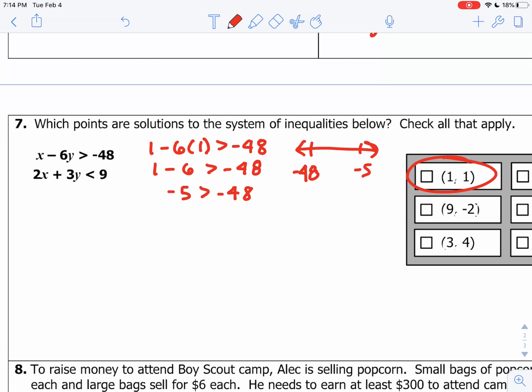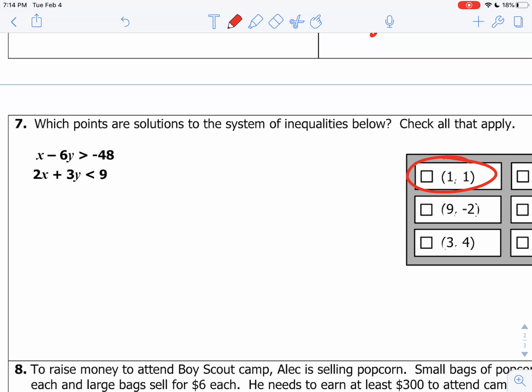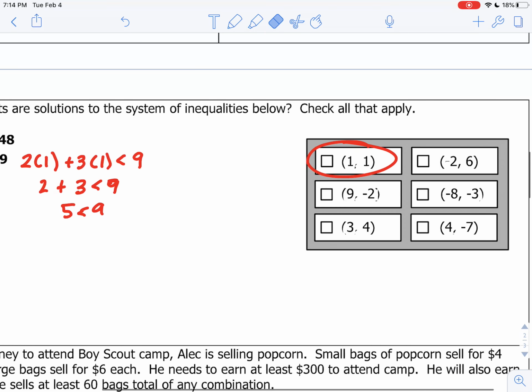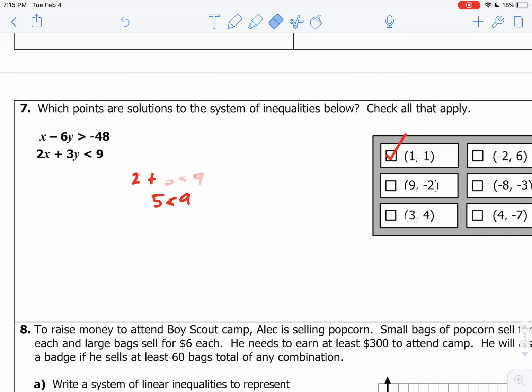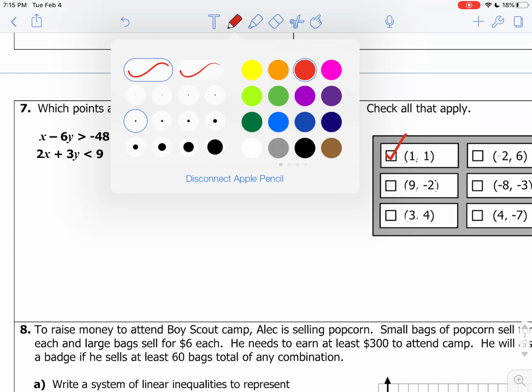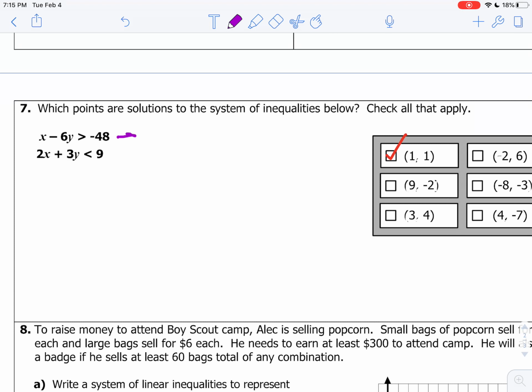So that's a true statement, but we also need to see if it's true for the bottom one. So we're going to say 2 times 1 plus 3 times 1 is less than 9. So 2 plus 3 is 5, less than 9. That's a true statement. So that is going to be one of them. I know what some of you are thinking. You're thinking this is a lot of work for one problem. Okay, let's do this one.